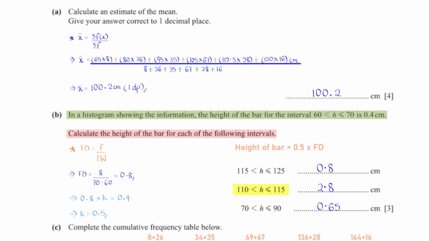Then for the interval age is greater than 110 and less than or equal to 115, its height will be 0.5 times 28 over 115 minus 110, which is equal to 2.8 centimeters. Then finally, for the interval age is greater than 70 and less than or equal to 90, its height will be 0.5 times 26 over 90 minus 70, which is equal to 0.65 centimeters.